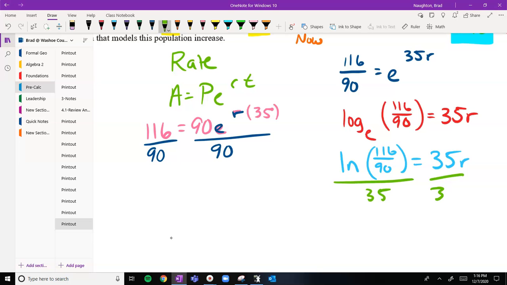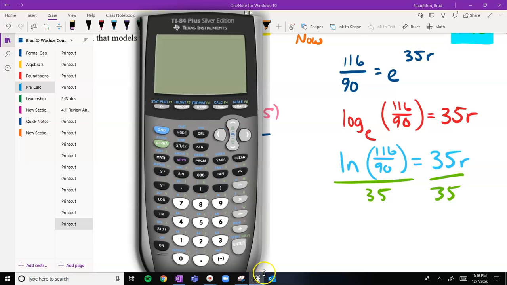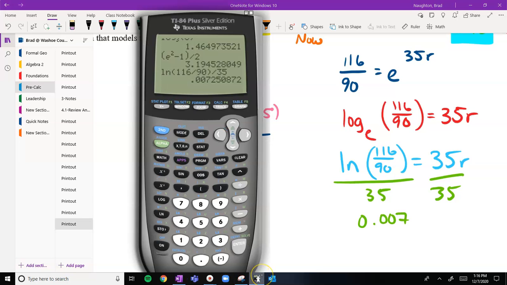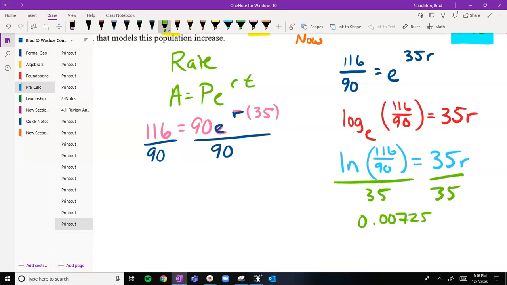that looks like we would put that straight into the calculator. So let's do that. ln of 116 divided by 90, then divided by 35. So I get 0.007 and then 285, sorry, 725.